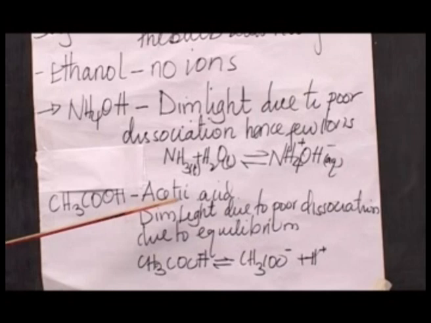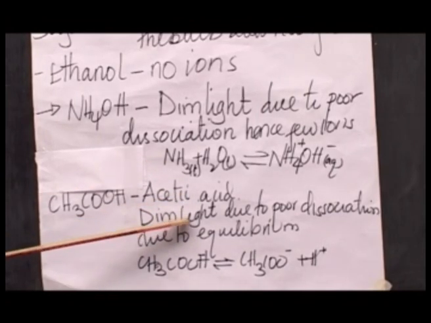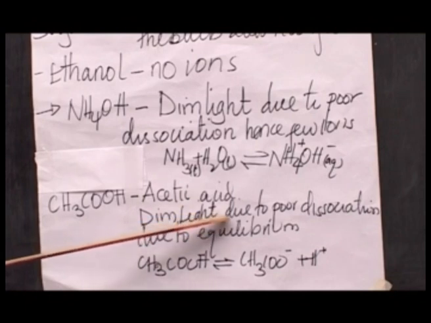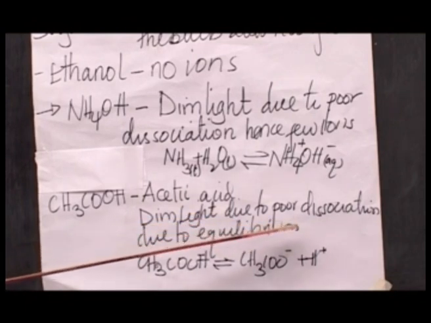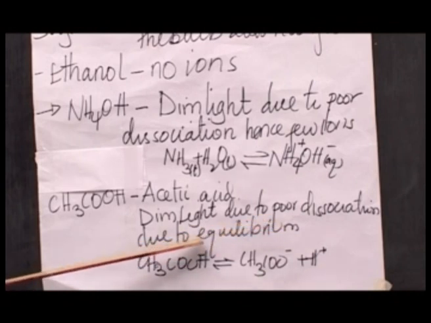In acetic acid, the bulb glows with dim light. This is due to poor dissociation, indicating that there are few ions.